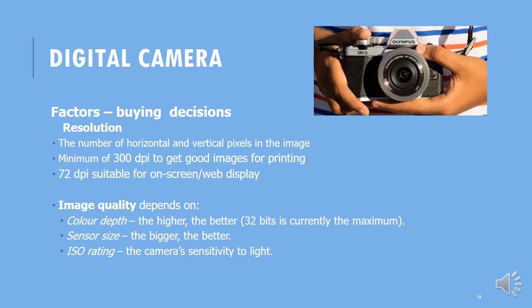The sensor size. The sensor is the part of the camera that actually records the photo. From the light coming into the camera, each little dot in your sensor picks up the color and then stores it. And the ISO rating is important. If you want to take lots of photos in dark areas, you need a high ISO rating.